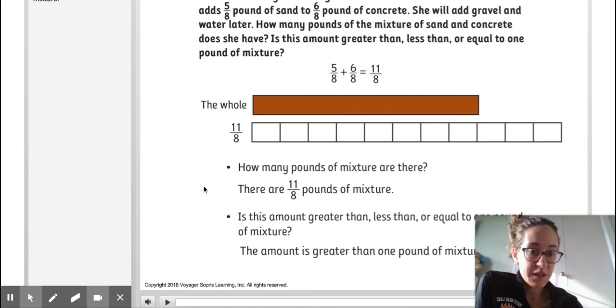Okay, it's an improper fraction because when we built it, it was longer than 1. But also, our trick, we look at our numerator and our denominator, 11 compared to 8. 11 is more than 8. It's bigger than 8. So that means it's more than 1. So it's an improper fraction.